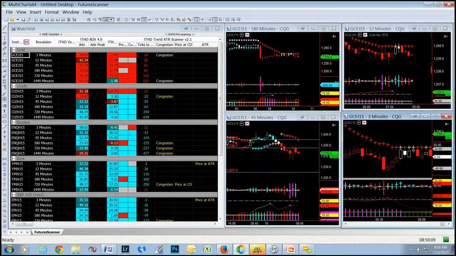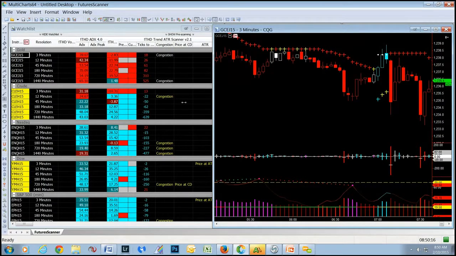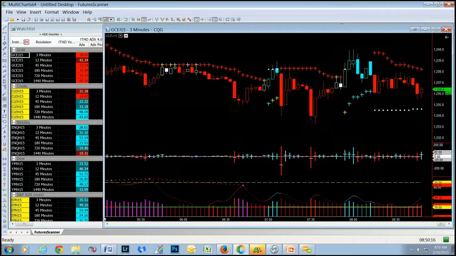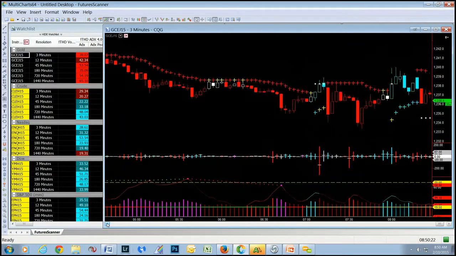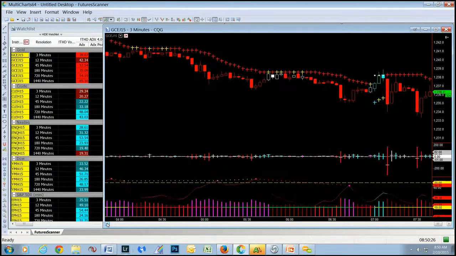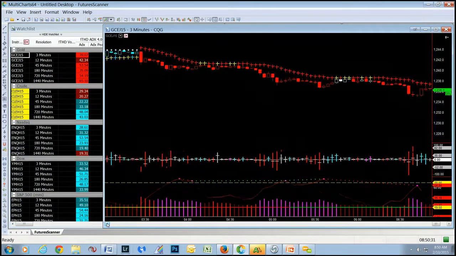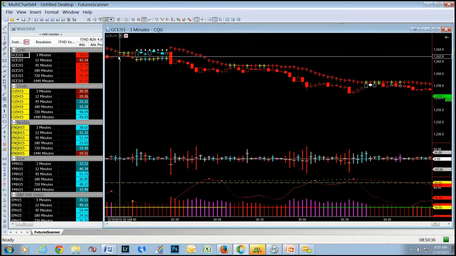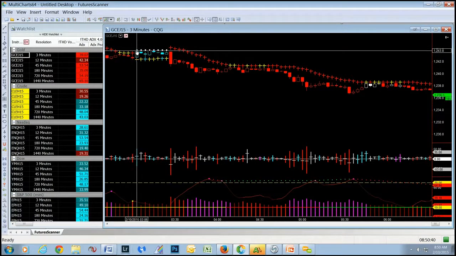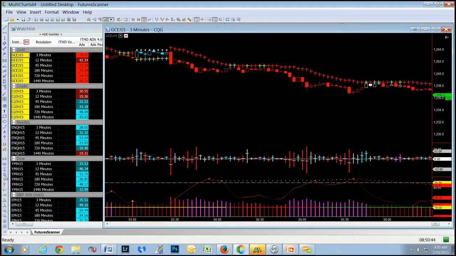Let's see if I can pull that up. We know where it came in at. You had a bunch of entries on that one, Suzette. Okay, this is where you're at the ATR. You had increasing volume here, decreasing volume here. So that's one entry.